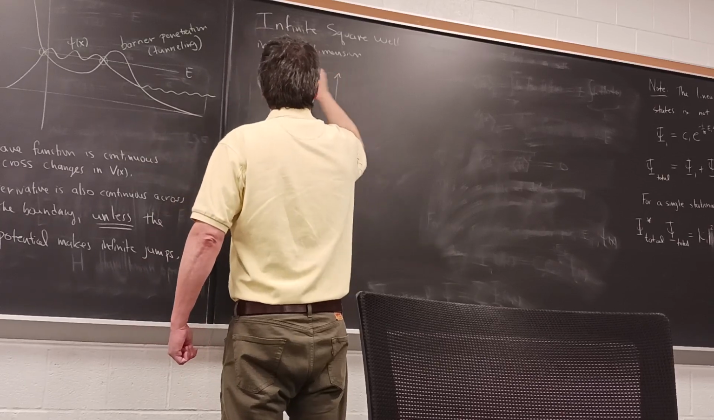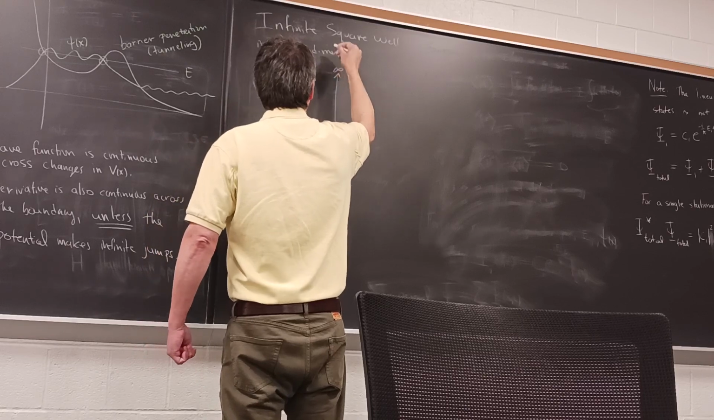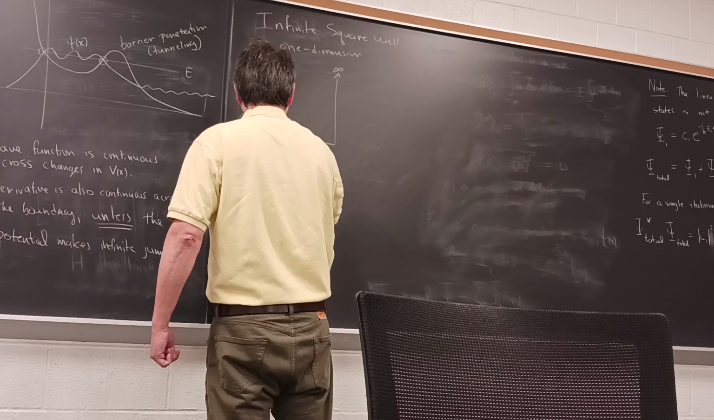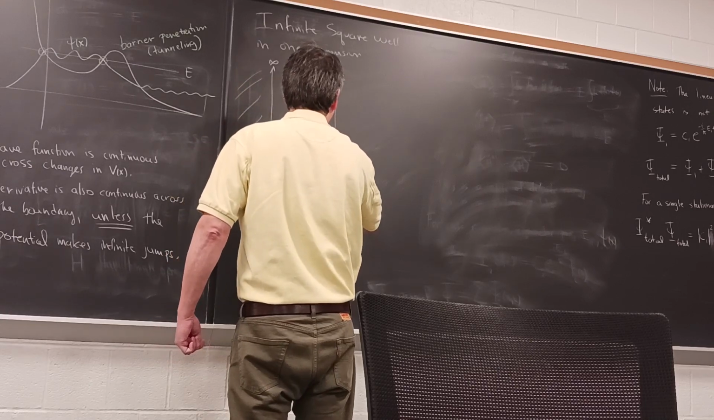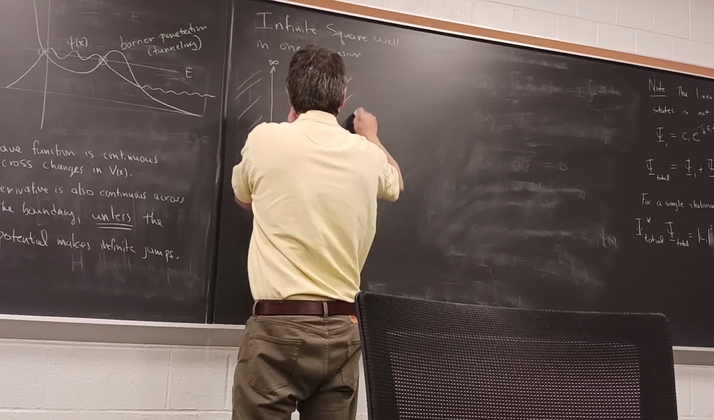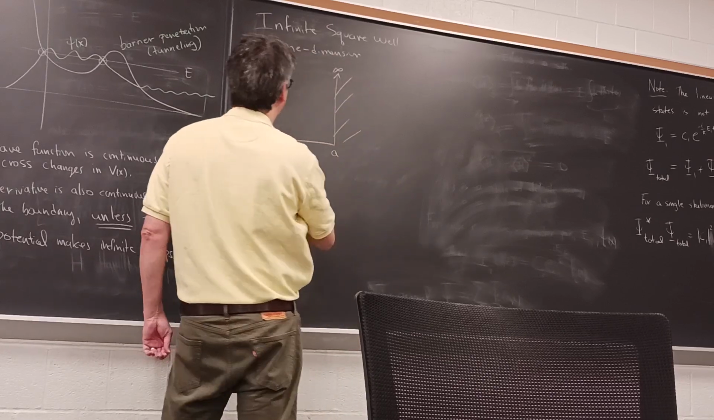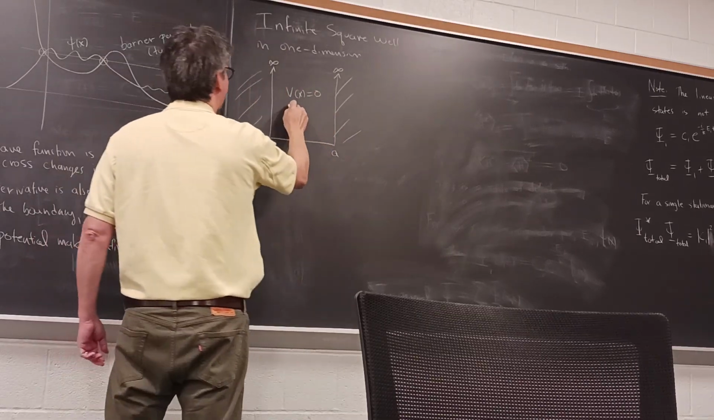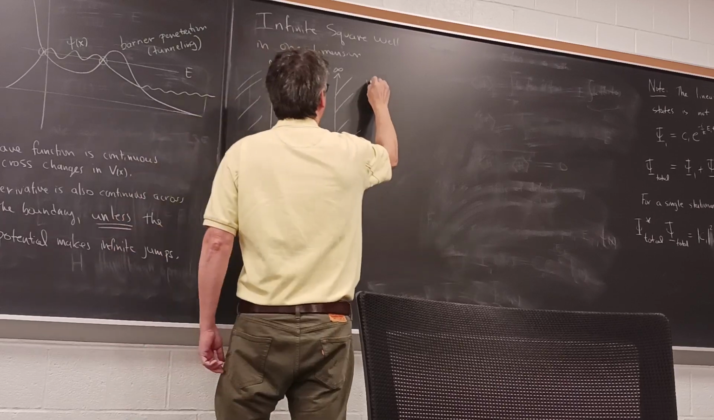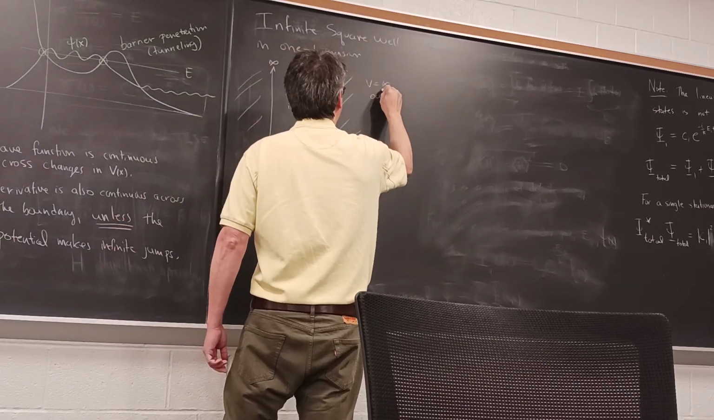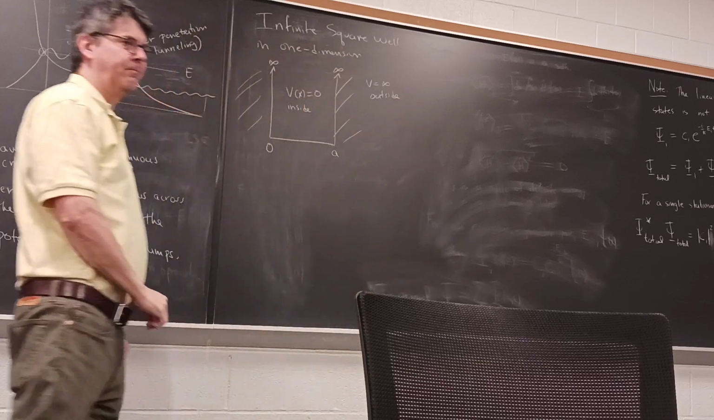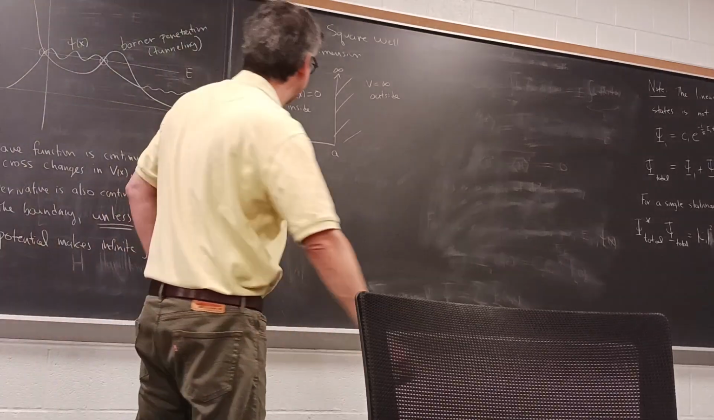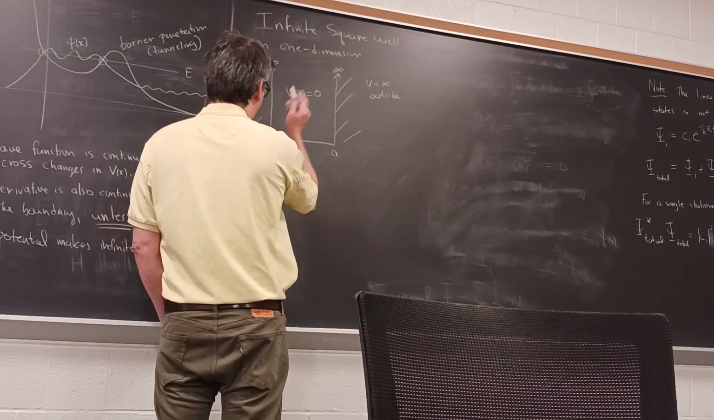Okay, so for this particular problem, we do have a potential that goes to infinity. The length of the well is A, and V of x is equal to 0 inside the well, and V equals infinity outside. So here the derivative of the wave function doesn't have to be continuous, but the wave function still does.